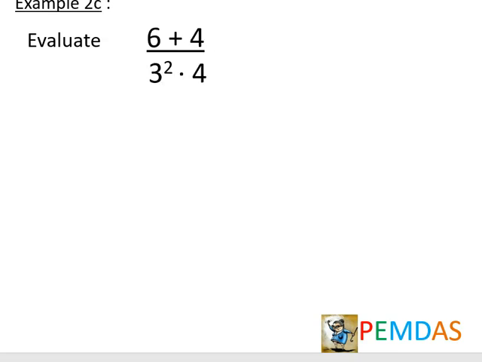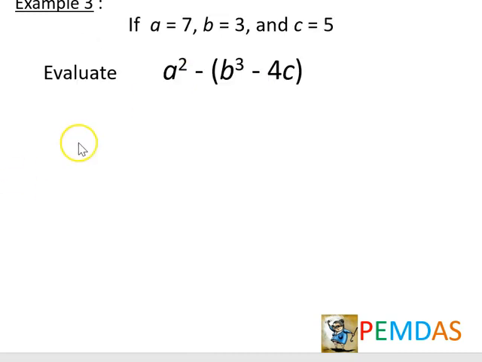Here's one of those with the fraction bar. So that is a grouping symbol. So we do the top first, then we follow order of operations with the bottom, and then we solve. This is an evaluate problem, so they tell us what A, B, and C are, and we plug them in, and at that point we follow order of operations.